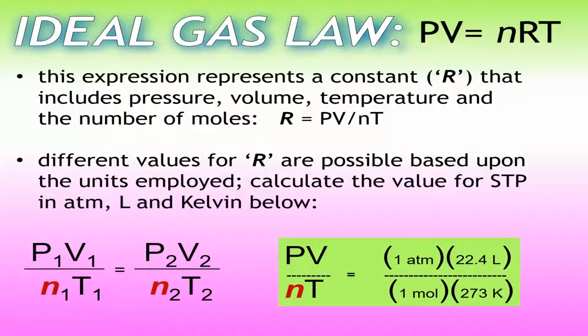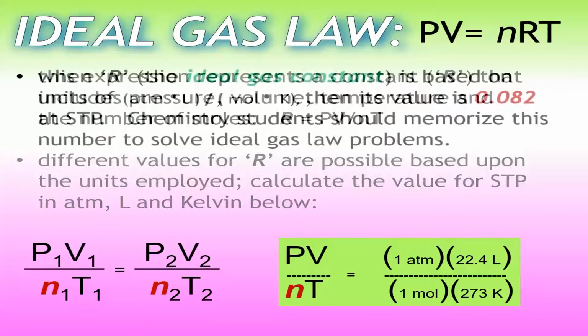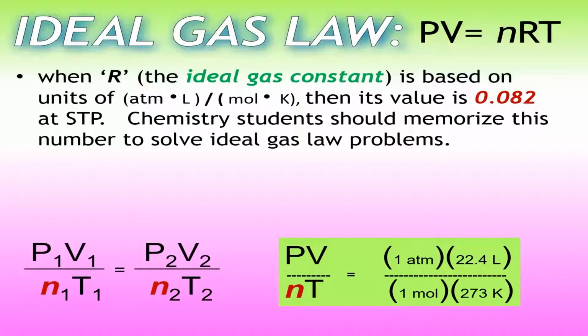Now, if we happen to choose those units and those particular values at STP, we come upon a useful number. That number is 0.082. Again, when R, the ideal gas constant, is based on units of atmosphere liters, moles Kelvin, then its value is 0.082 at STP. And I need my students to memorize this number to solve ideal gas law problems.